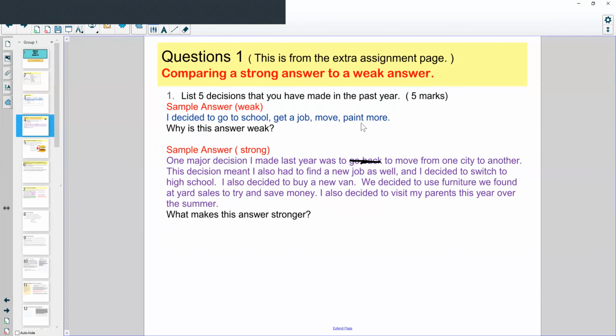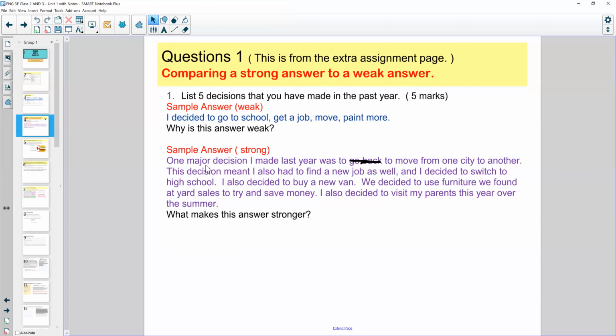Well, why is this answer weak? First, there's only 4 decisions there. Second, they've kind of just squashed everything into one sentence. I'm looking for 5 sentences. So here's an example of it done more carefully.